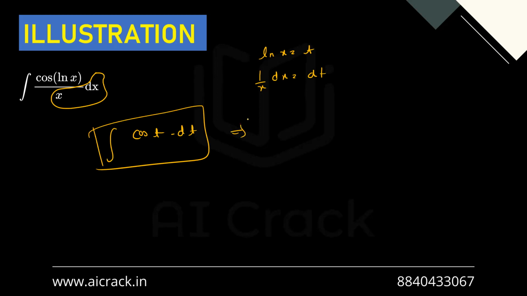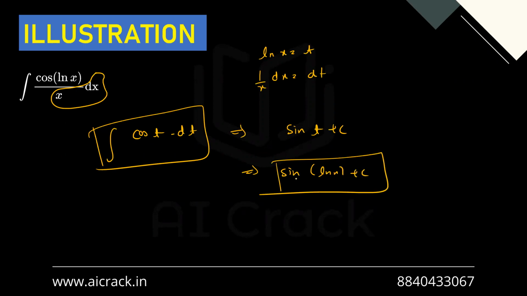What we'll be doing over here gives me sin t plus c. Now we have to put back t again because the actual function was in terms of x. So that would give me sine of ln x plus c. So this is our final answer. This was just the basic illustration to see how substitution works.